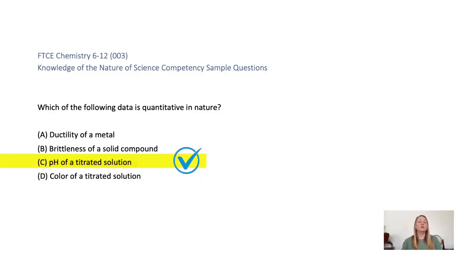Quantitative data is a characteristic or parameter that can be mathematically manipulated. For example, the pH of a solution is equal to the negative logarithm of the hydronium ion concentration.